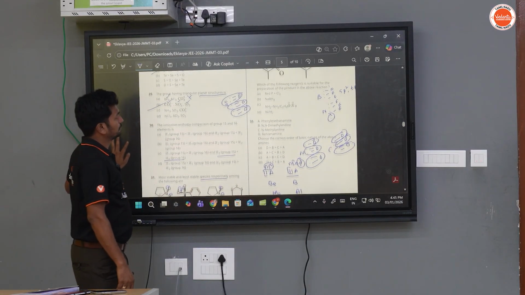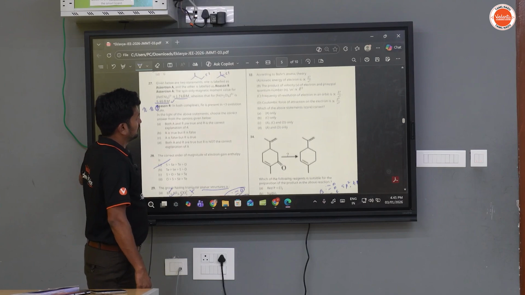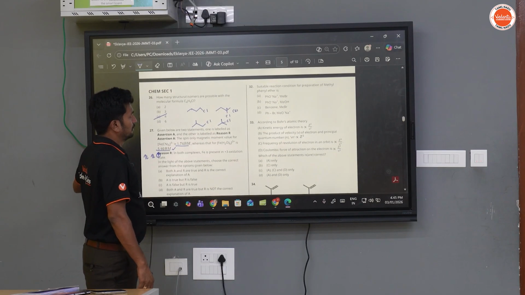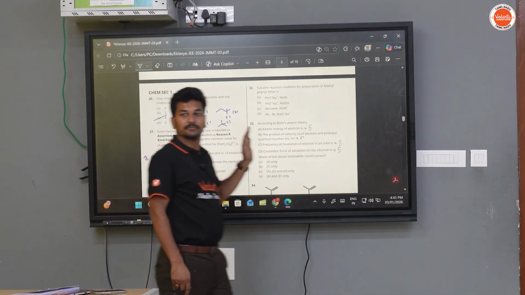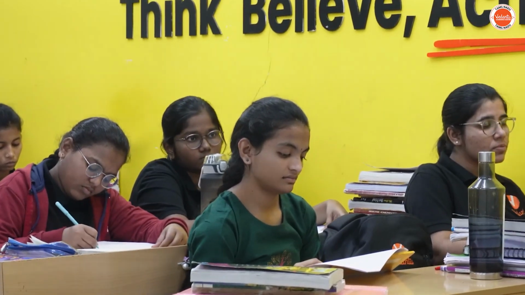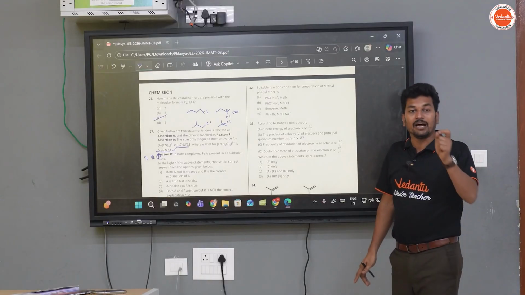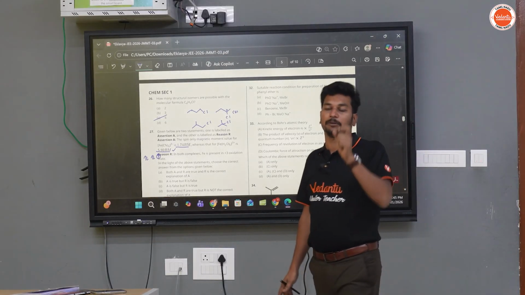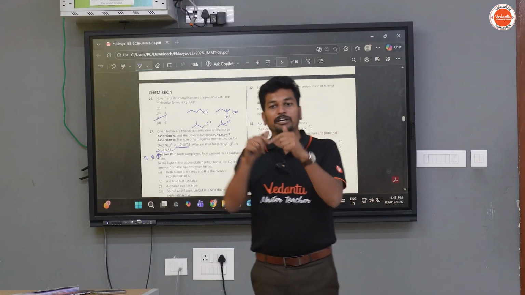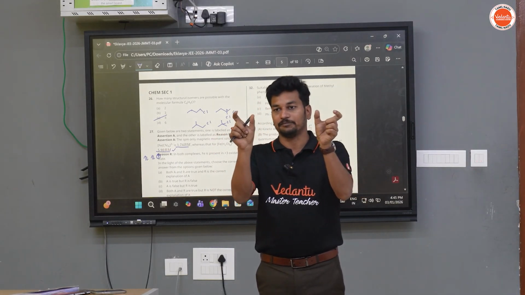Come to 32nd question. The most standard question, standard reaction. Can you identify which named reaction it is? Williamson's synthesis for ether preparation. We have discussed mainly about ether preparation. Ether can be prepared by 2 ways. How? One alkyl halide, one alkoxide.